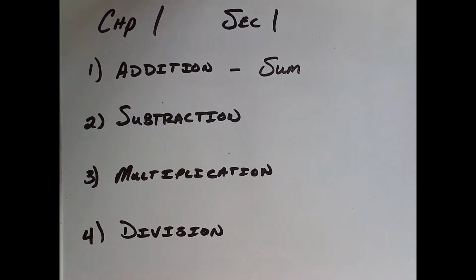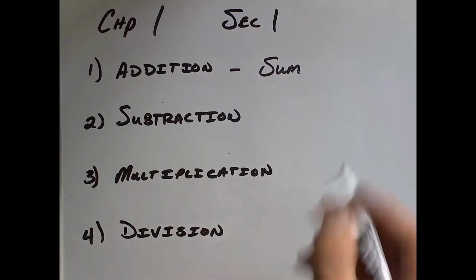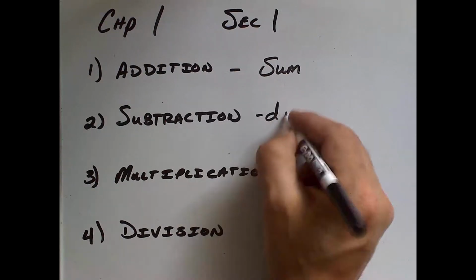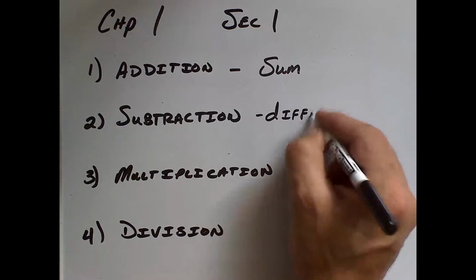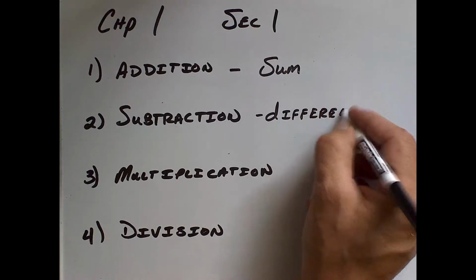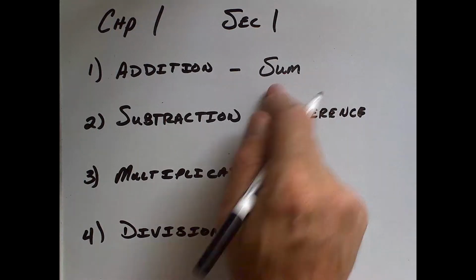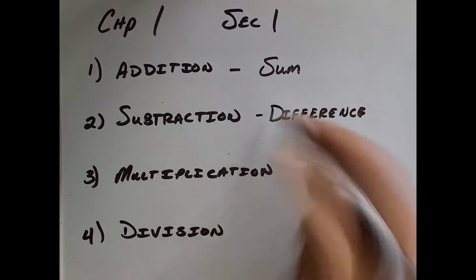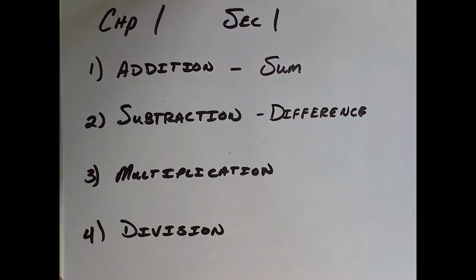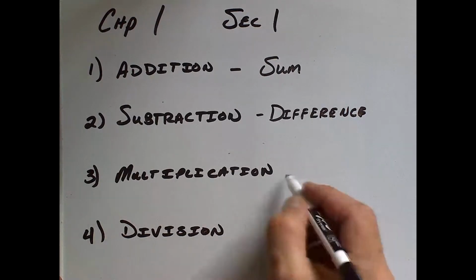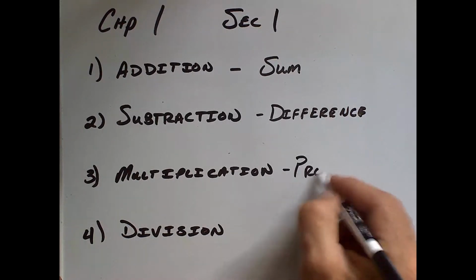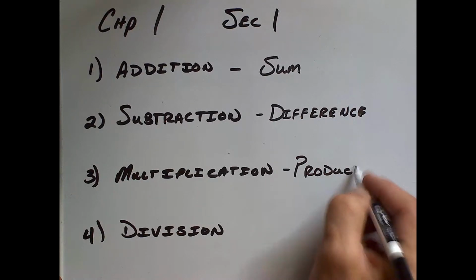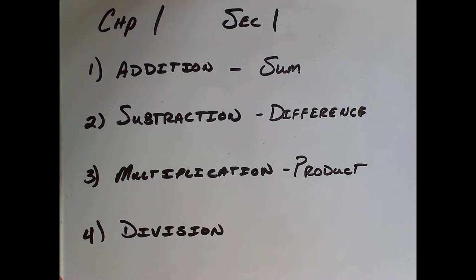Another one, look at subtraction, would be difference. And I know I don't like it when I make little letters with big letters, so difference. The next one, multiplication. Multiplication is always a product. And number 4, division is a quotient.